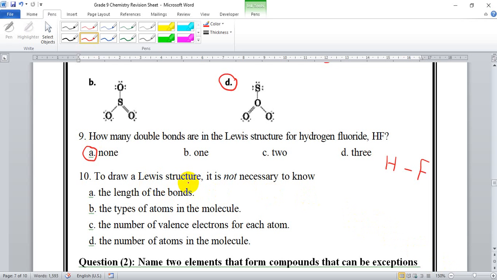To draw a Lewis structure, it is not necessary to know the length of the bond, the type of atoms in the molecule, the number of valence electrons for each atom, or the number of atoms in the molecule. To draw a Lewis structure, you should know the types of atoms, the number of valence electrons, and the number of atoms. So the bond length is not required. Okay.